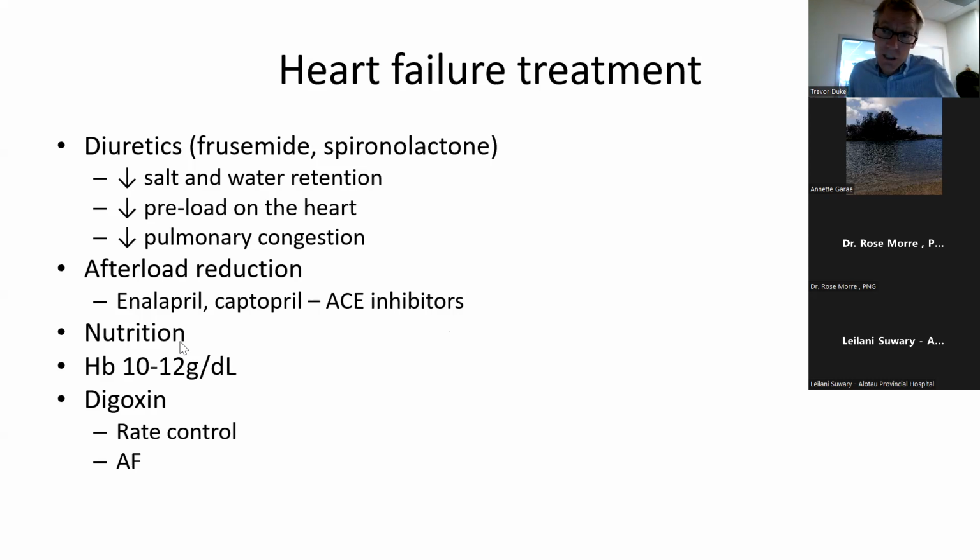We have to maintain nutrition in children who've got heart failure. They use up a lot of energy.